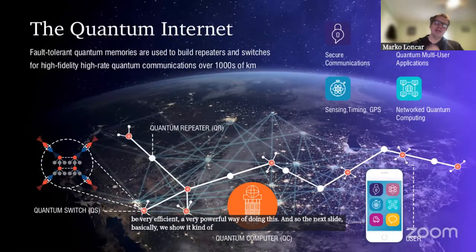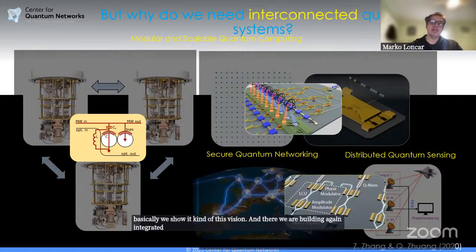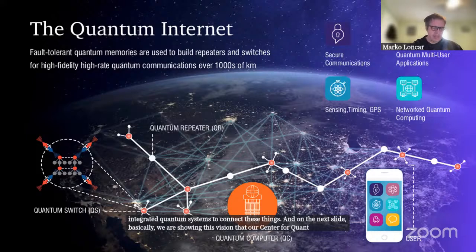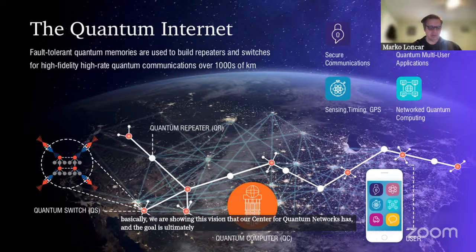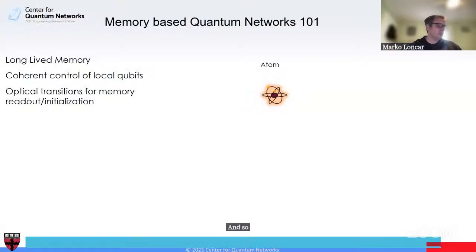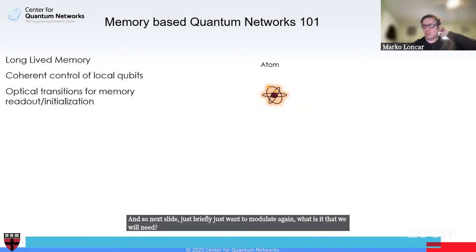And there we are building, again, integrated quantum systems to connect these things. And on the next slide, we are showing the vision that our Center for Quantum Networks has built, and the goal is ultimately to enable these continental scale quantum networks by building various devices and chip scale systems that will enable this. On the next slide, I just briefly want to motivate again what it is that we will need to build such a network.